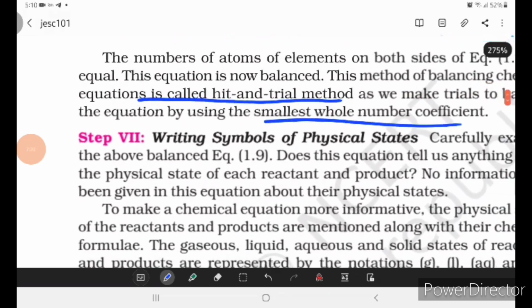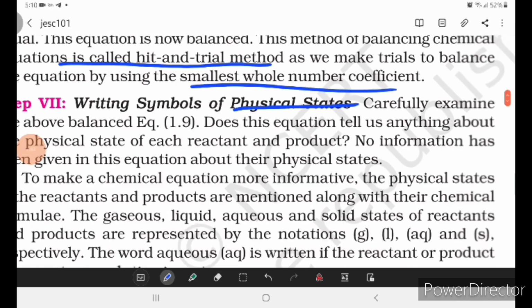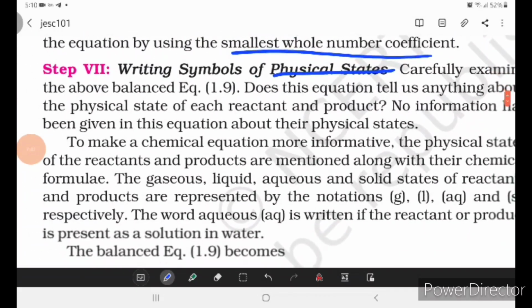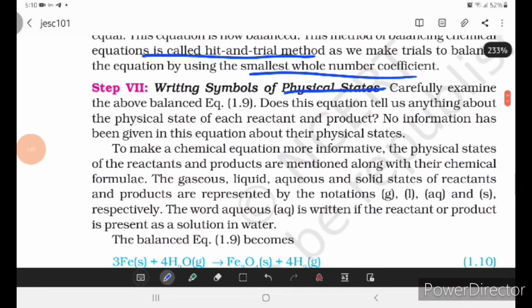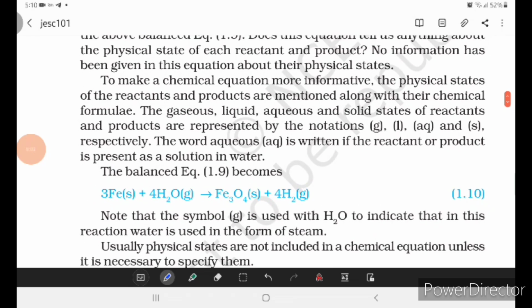Step 7 is writing the symbols of the physical states. We know physical states, like we have 3 physical states, that is solid, liquid, gas, and we have another one called aqueous. Carefully examine the above balanced equation, that is 1.9. If you see this equation, does the equation tell us anything about the physical state of each reactant and product? Obviously no. No information has been given in this equation about the physical states. So in order to make a given chemical equation more effective, more informative, the physical state should also be mentioned in the formula itself.